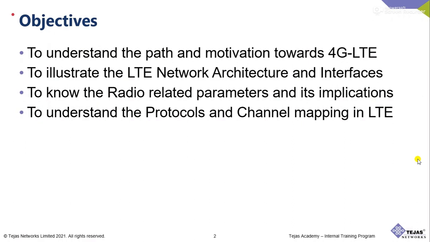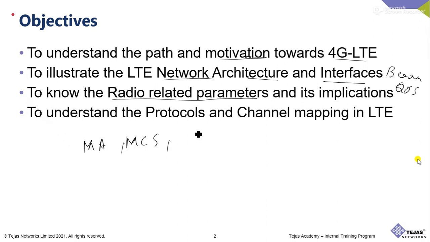So typically, I think we have already finished with the motivation towards LTE, the LTE network architecture, the network interfaces, and the bearer information. We also discussed the quality of service framework. In the radio related parameters, we discussed some important initial aspects of radio: the multiple access technique we use, the modulation scheme we use, and the frame, the subcarrier, the resource block and the resource element. So these things we have discussed.